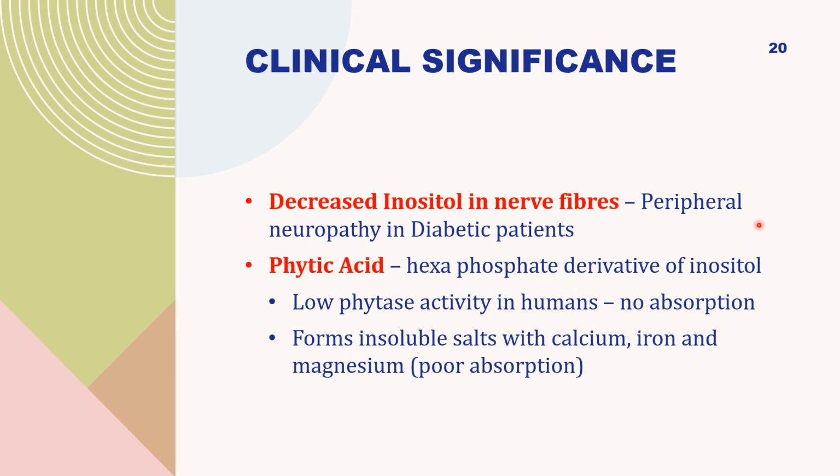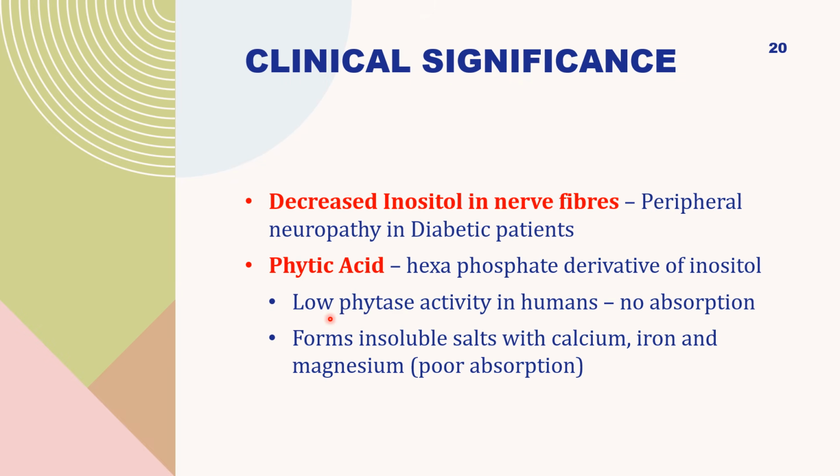So, clinical significance. In diabetic patients having peripheral neuropathy, there will be decreased inositol in the nerve fibers. And phytic acid is a hexaphosphate derivative of inositol. It is present in plant-based food. So plant food is rich in phytic acid. What is the problem with phytic acid is that we humans don't have the activity of the enzyme phytase, which is needed for the absorption of phytic acid.